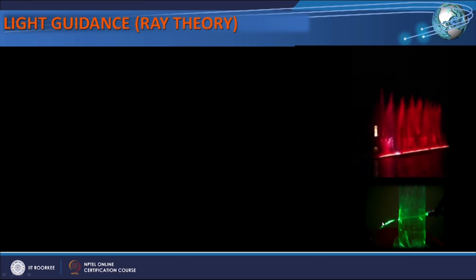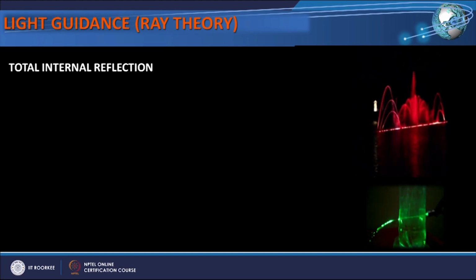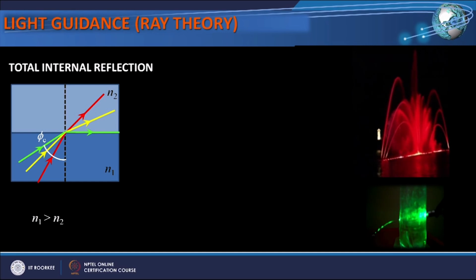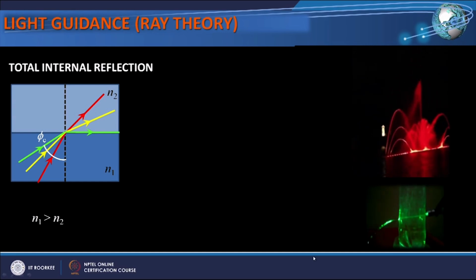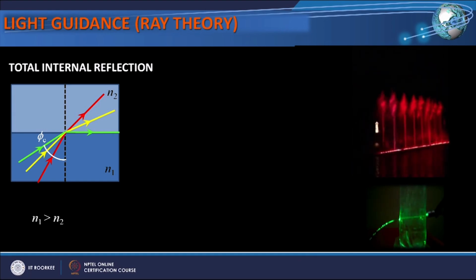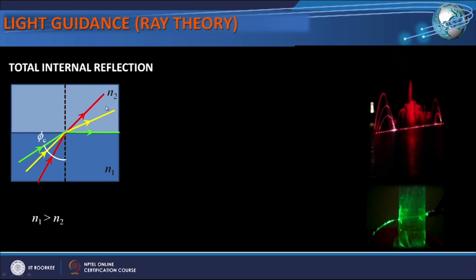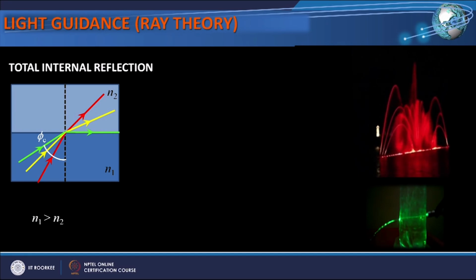How is this light guided at all? Well, the answer is, the mechanism of guidance here is total internal reflection. What is total internal reflection? To understand that, let us have these two media, n1 and n2. This is a denser medium, this is a rarer medium. So, n1 is greater than n2.